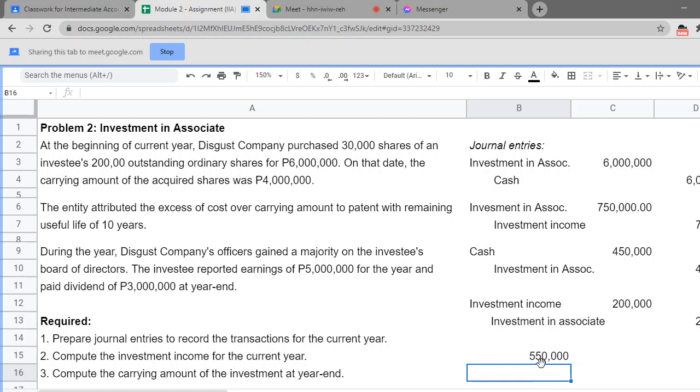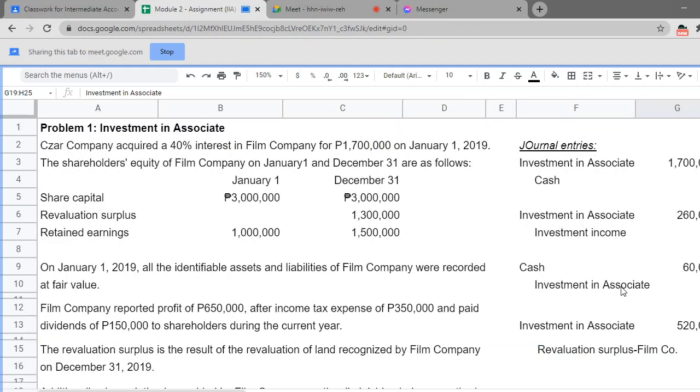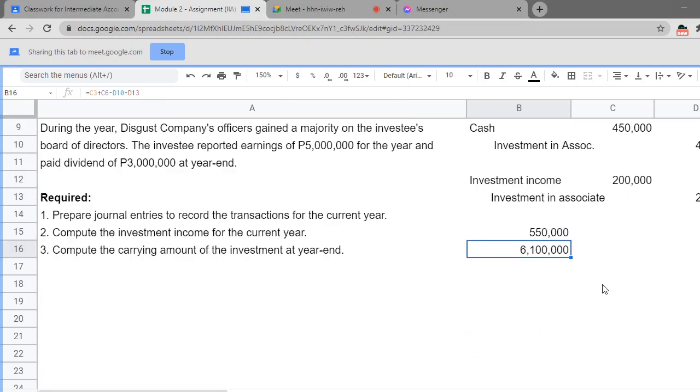Carrying amount, however, since we prepared the journal entries, madali na lang din. So, you have 6 million there plus your 750,000 minus your 450 and minus your 200. So, you have 6.1 million. But if we are going to use, again, the T account, so allow me to copy this one dito sa problem number 2 natin.